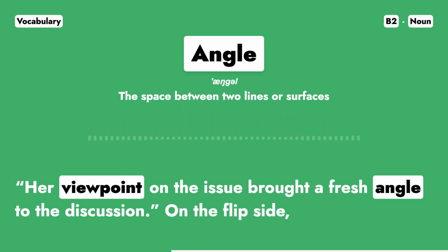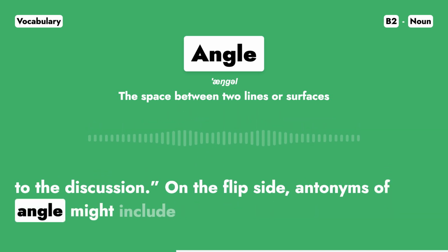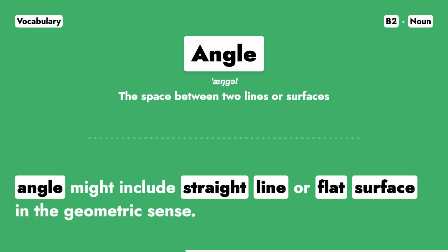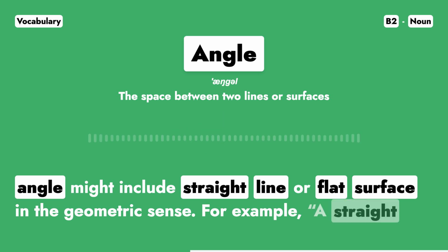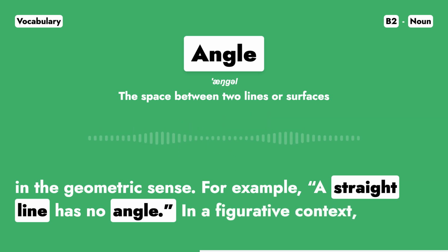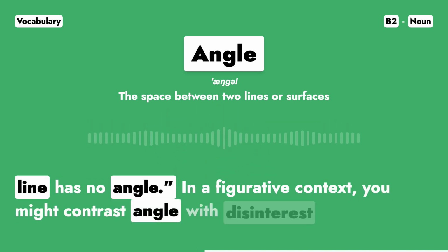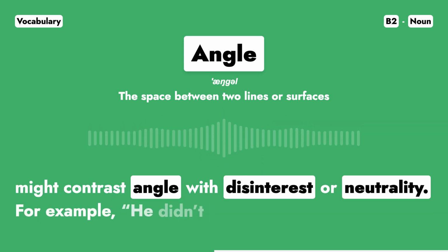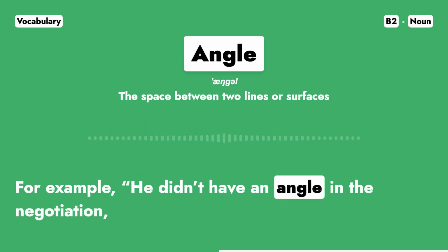On the flip side, antonyms of angle might include straight line or flat surface in the geometric sense. For example, a straight line has no angle. In a figurative context, you might contrast angle with disinterest or neutrality. For example, he didn't have an angle in the negotiation, just a neutral stance.